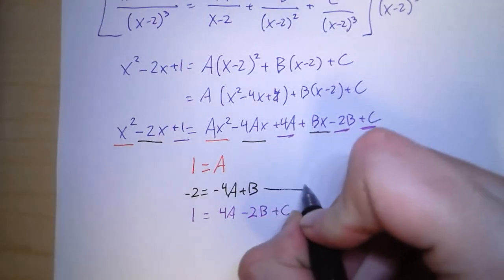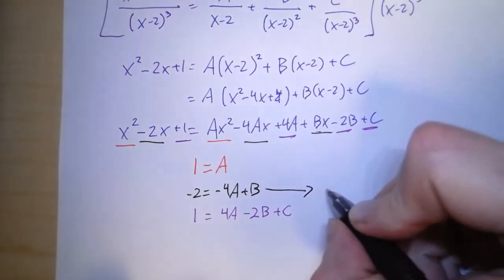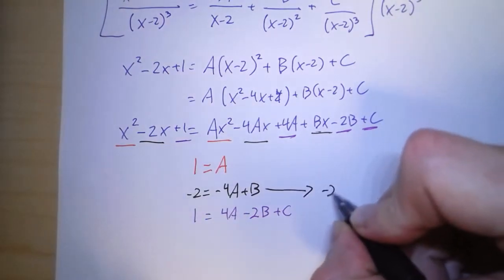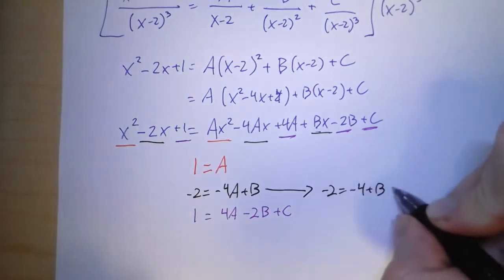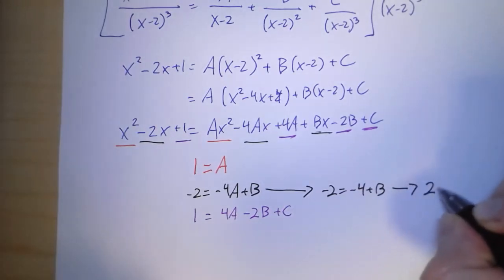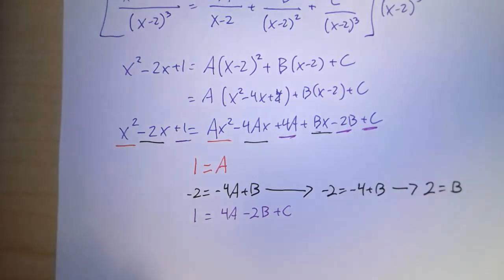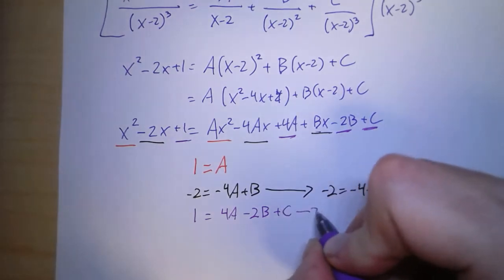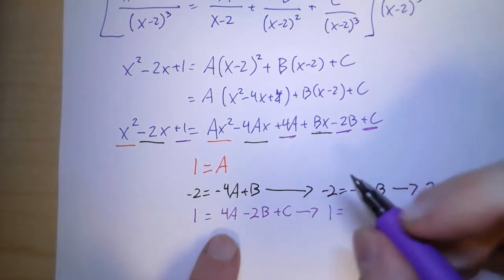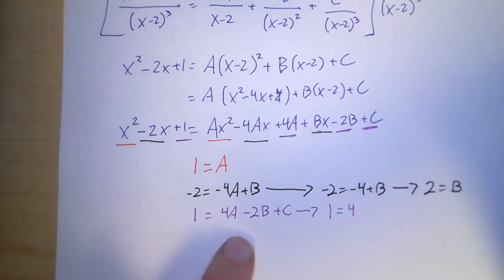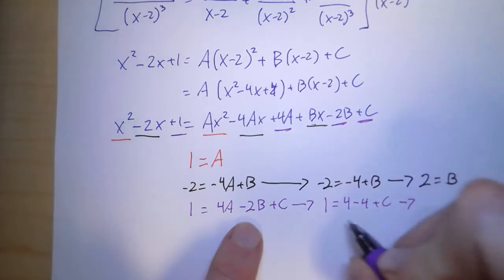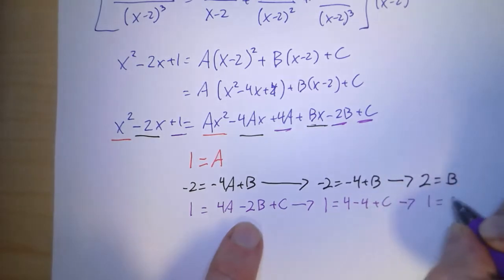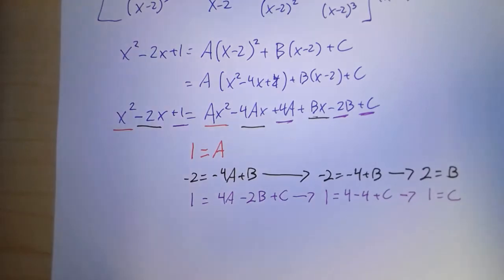Okay, but we know that a equals 1, so we can plug that into this equation. So negative 2 equals negative 4 plus b. So when we add 4, that means we get 2 equals b. So now, when we plug in 1 for a, we get 4. When we plug in 2 for b, we get minus 4 plus c. So those cancel out, so we have just 1 for c.